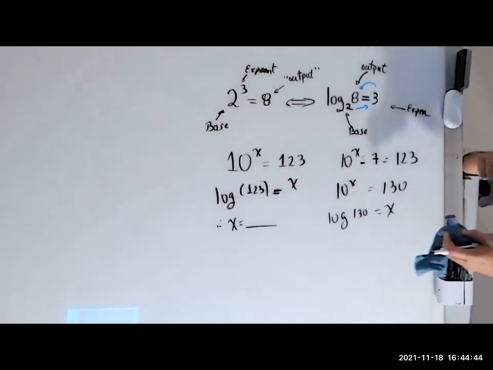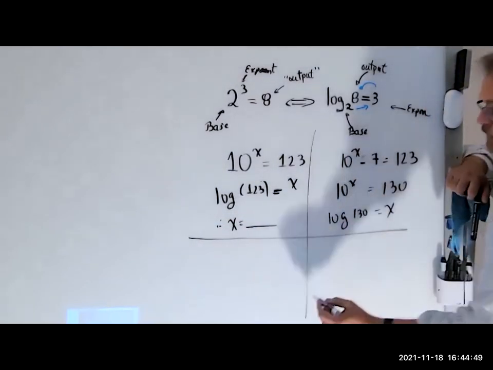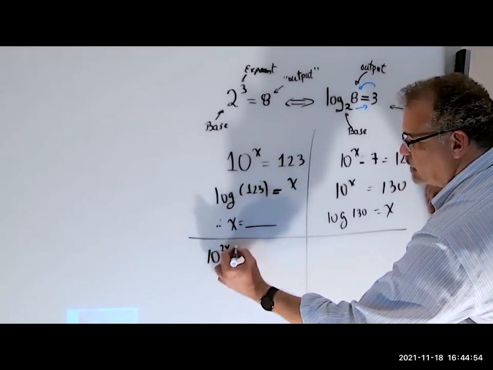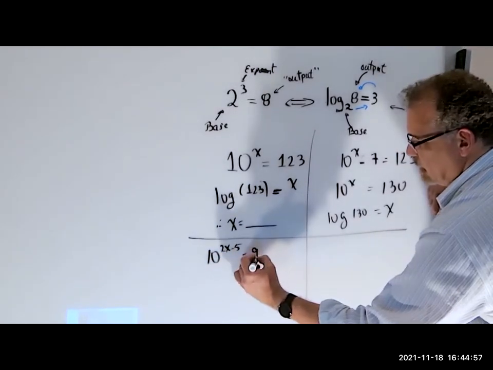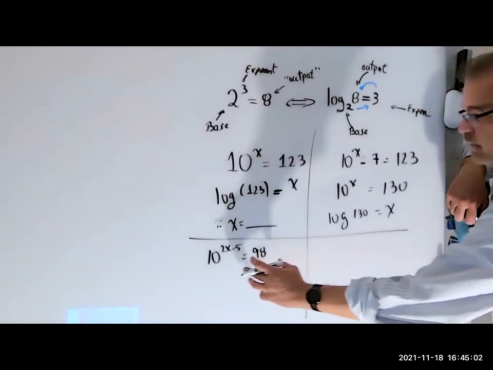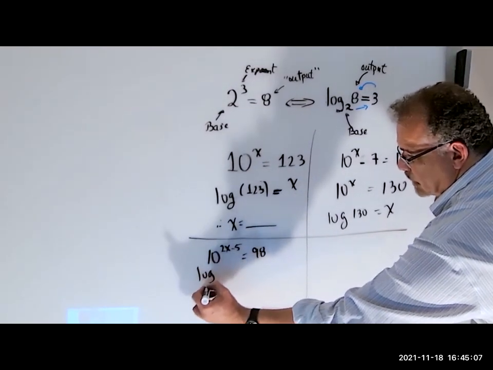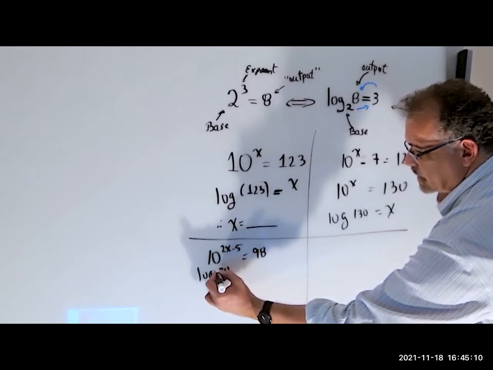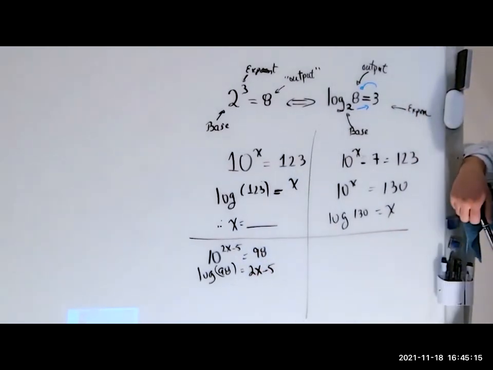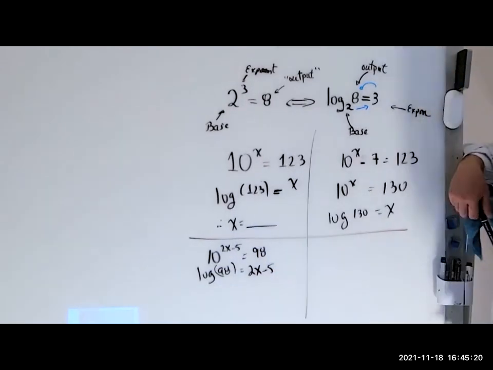Okay. What if I have the following? What if I have 10 raised to the 2x minus 5 equals 98? Okay, same old. We just simply change from exponential to logarithmic. So it would be log base 10 of 98 equals 2x minus 5. Since we need to isolate the x, I must add 5 and divide by 2.